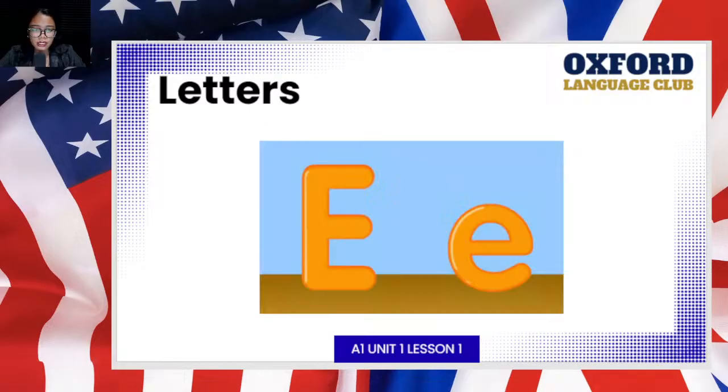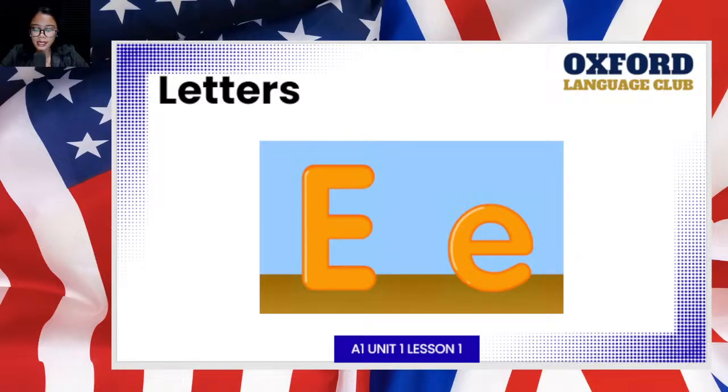Next, we have letter E. We're learning the letter E. On the left, this is the capital E, and on the right, that is the small e. Big E has three lines: top, middle, and bottom. Small e is round with a little hook. So that is the letter E.